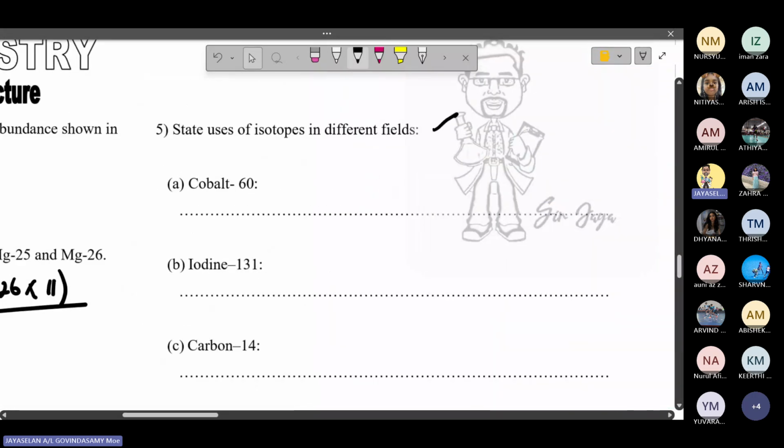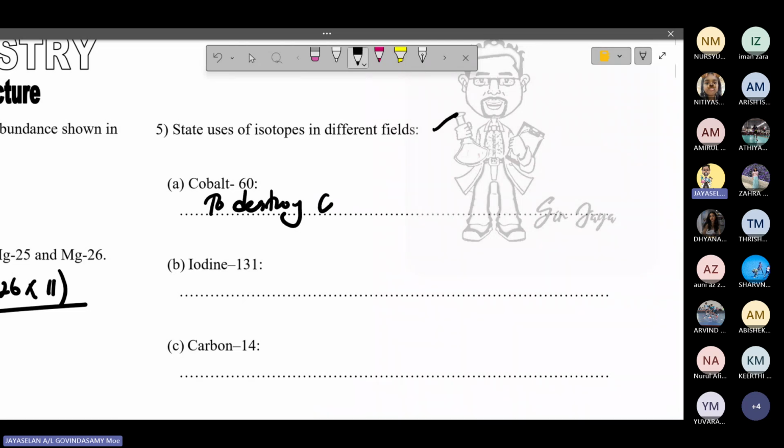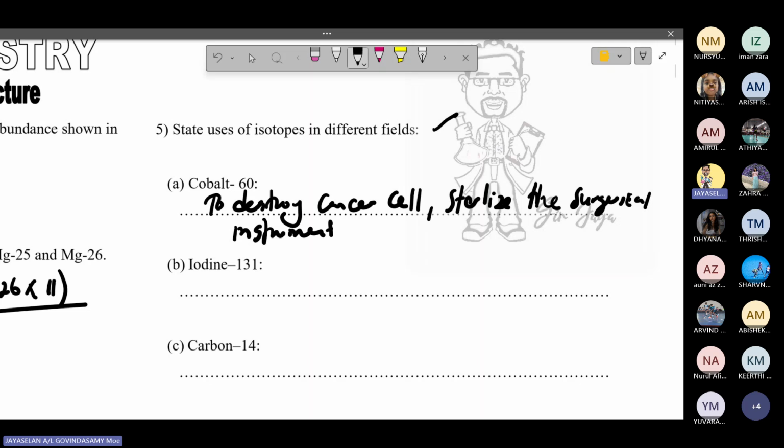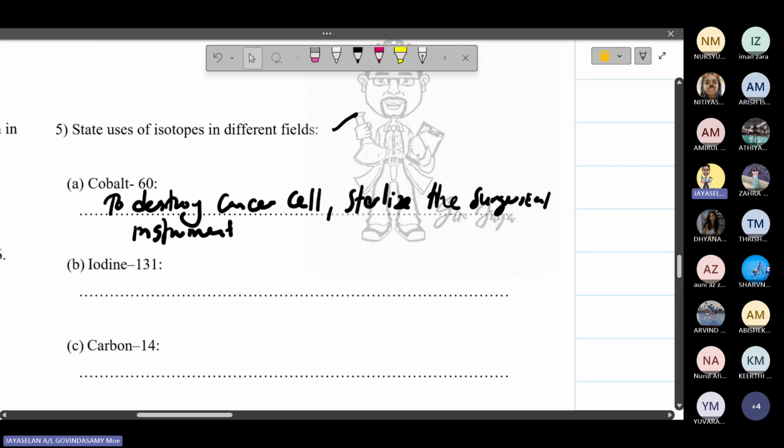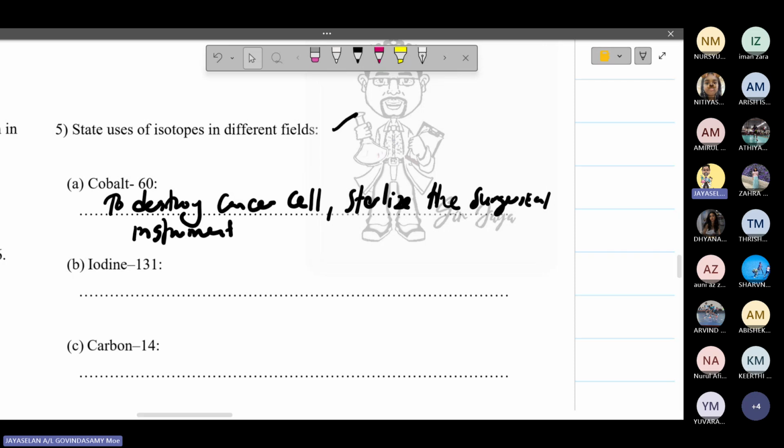Cobalt 60. What is the function of cobalt 60? To destroy. Destroy what cell? Cancer cell. To sterilize the surgical instrument. Write down the surgical instrument. Okay, to destroy cancer cell, to sterilize the surgical instrument. Okay, this is cobalt 60.